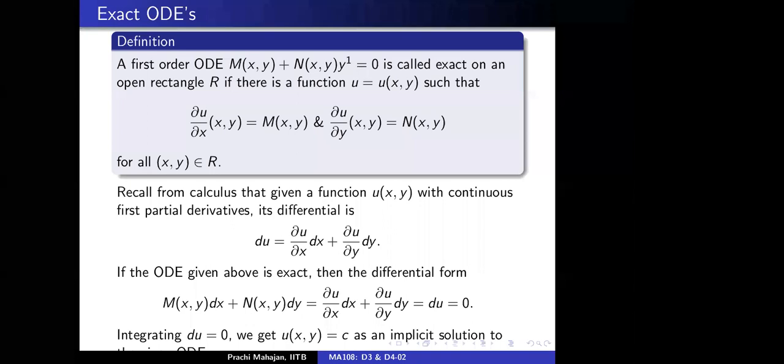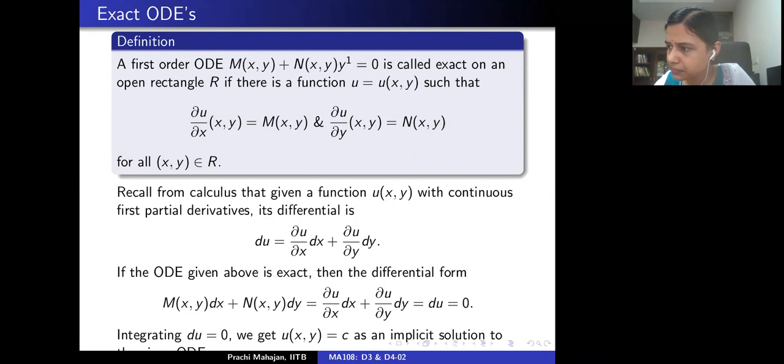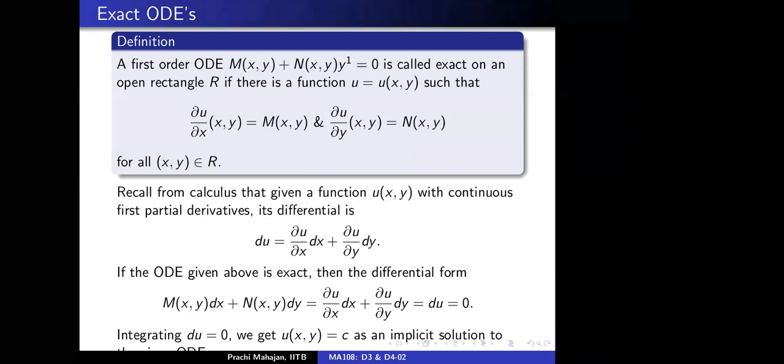Yes, ma'am. Ma'am, I have a small query. Yeah. Go ahead. Ma'am, if u is a constant, then M and N both go to 0.